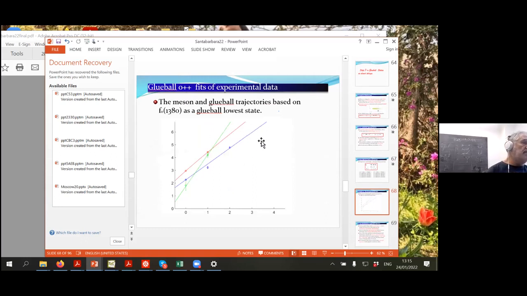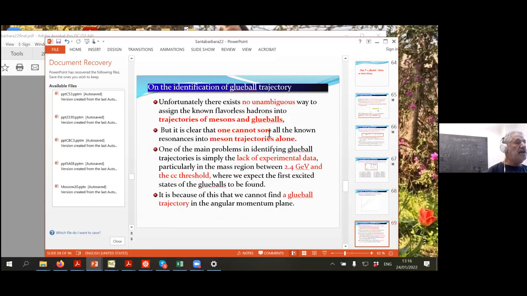So these are meson trajectories, but there are two states. Here, the one at 1380 we take as a ground state of the glueball, and another state, the second one, which is 2060, and that has a slope of half the slope of the meson. So in some sense, one thing that we found out is that one cannot sort all the known resonances in meson trajectories. One needs also probably some other slopes, and maybe, well, I don't claim that it's a proof that there is a trajectory of glueballs, but it's an indication.